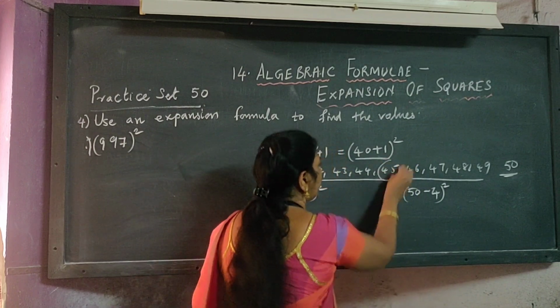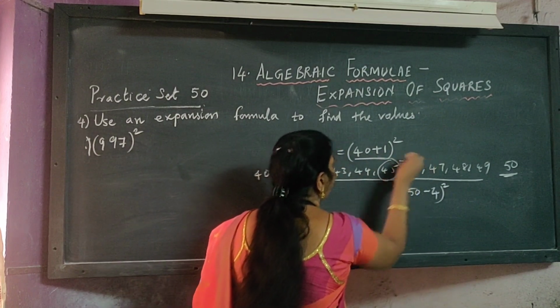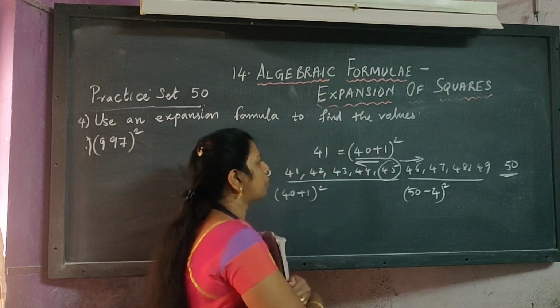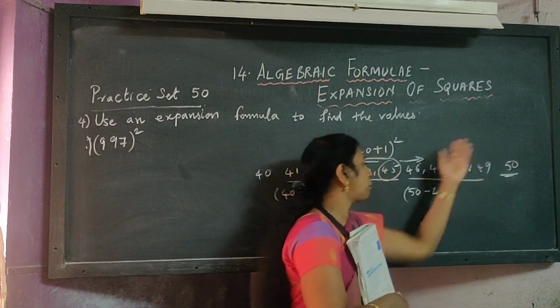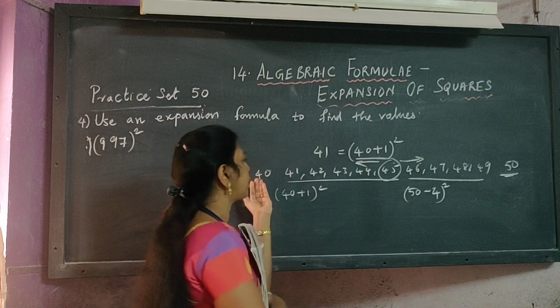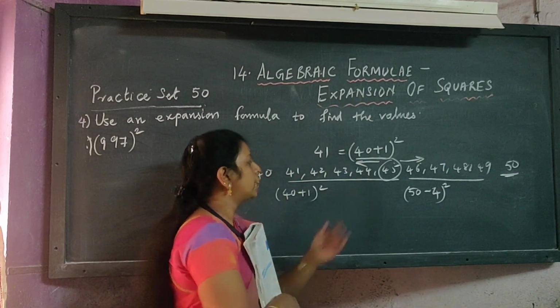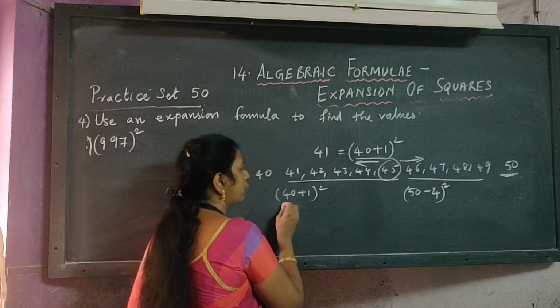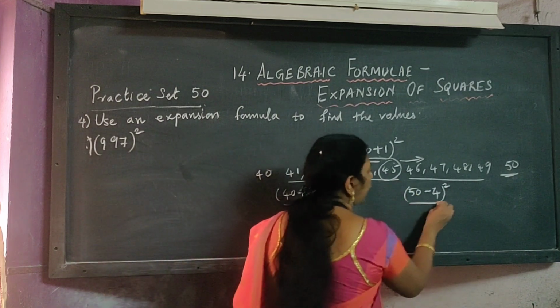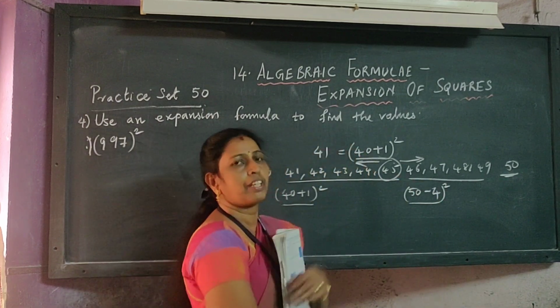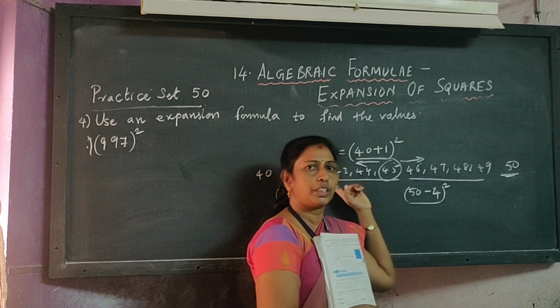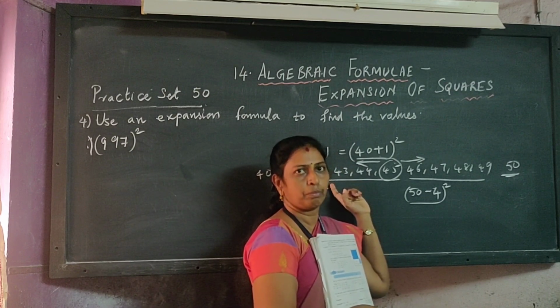So you take whether it is more than 45 or less than 45. If it is more than 45, you will take 50 minus. If it is less than 45, then you will take 40 plus 1. In this way, you will get the form a plus b the whole square or a minus b the whole square. Then we can apply the formula and we will use this expansion to find this sum.